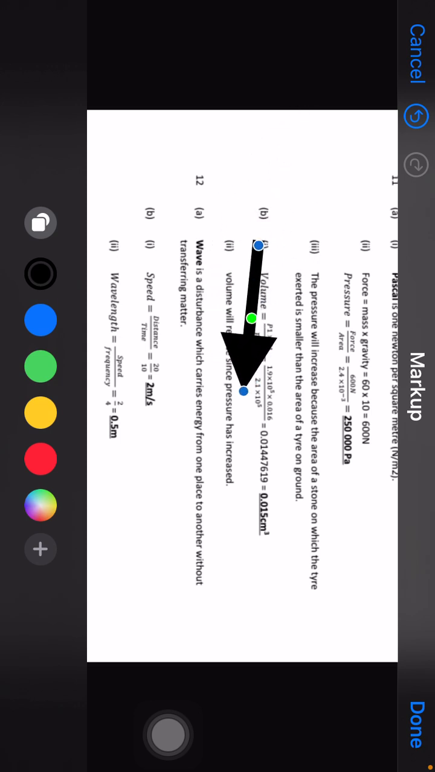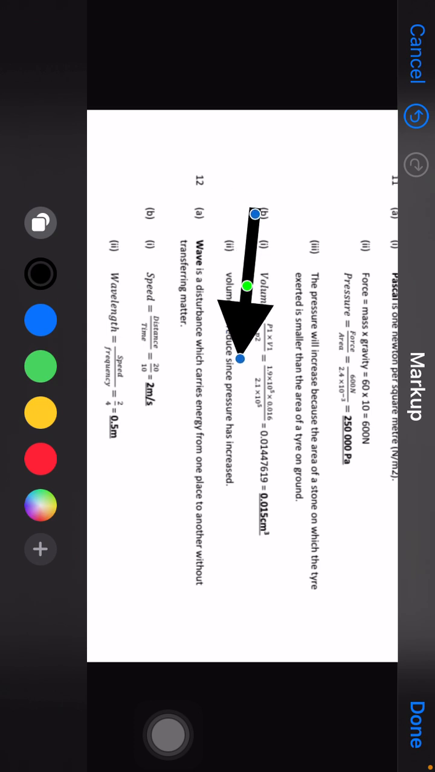Because it has a small surface at the end, like that. Pressure is what? Inversely proportional. The pressure will increase because area is inversely proportional to what? To pressure. Or in other words, you can simply say pressure will increase because the area of the stone on which the tire exerted is smaller than the area of the tire on the ground. Simple as that. If you've gotten the expression there, simply say area is inversely proportional to pressure. Then you've answered the question.